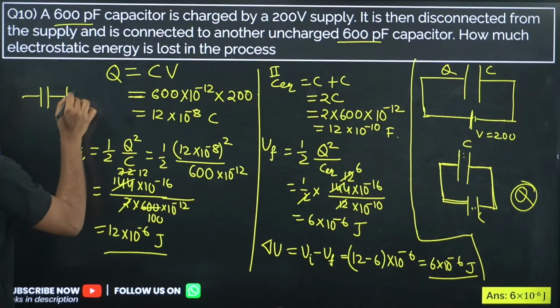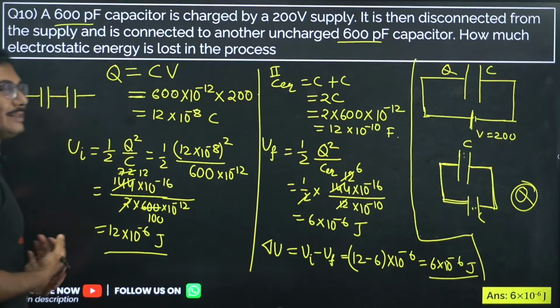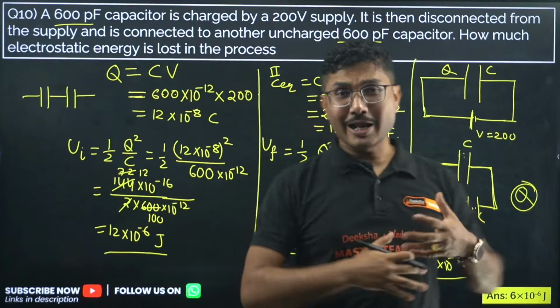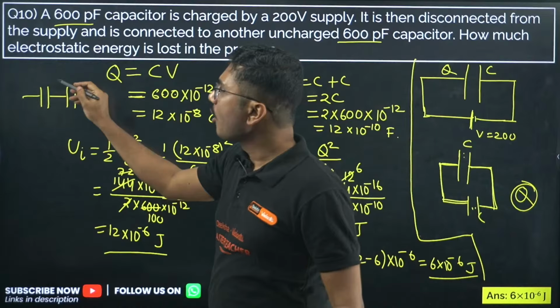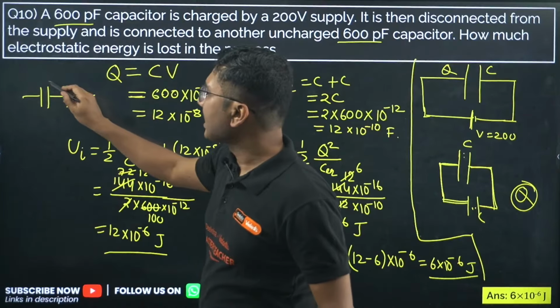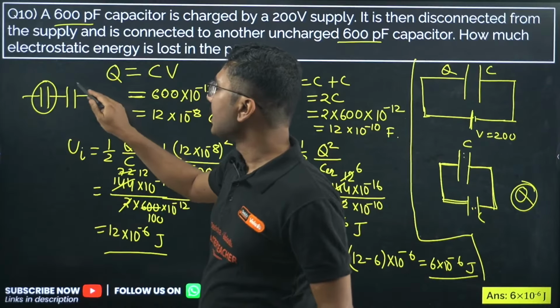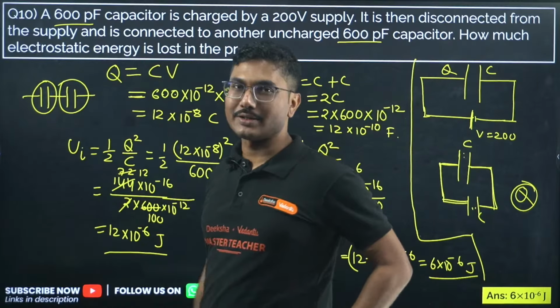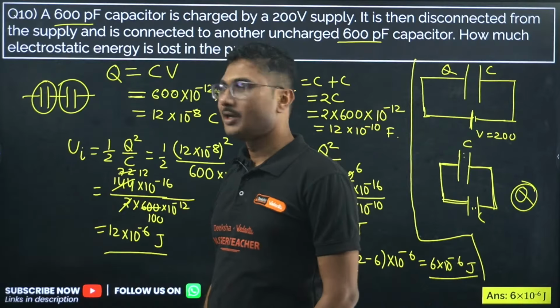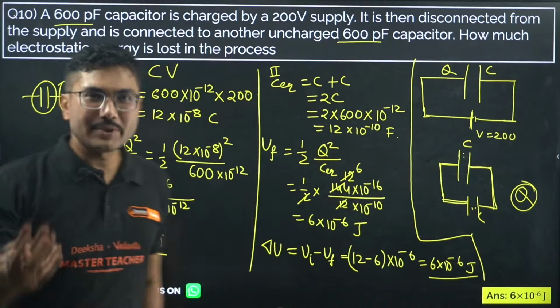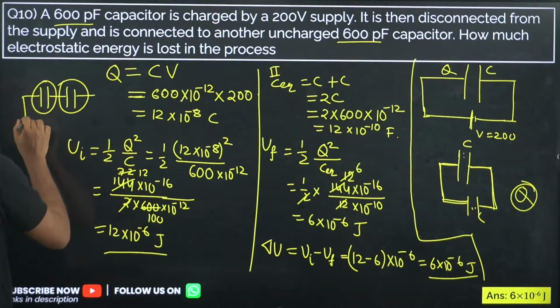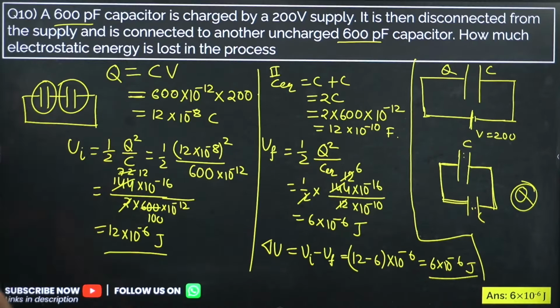If it is connected like this, then this capacitor does not have any current, so charges will not flow. Only this will be charged, this capacitor will still remain fully charged, and this capacitor will still remain uncharged, so no energy change happens. The only way to distribute the charges is to complete the circuit. To complete the circuit, you have to connect them.